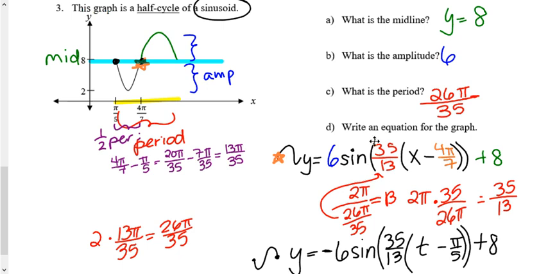All right, the next thing we need on the inside here is the stretcher, the horizontal stretcher. So the horizontal stretcher is 2 pi over the period, or what you have to do to 2 pi to turn it into this number. 2 pi divided by our period of 26 pi over 35 is the same as 2 pi times 35 over 26 if I take the reciprocal of that. So my pi's would reduce out, my 2 would reduce with my 26, and I would have no pi left, 35 over 13. So 35 over 13 is my horizontal stretcher that goes inside here.